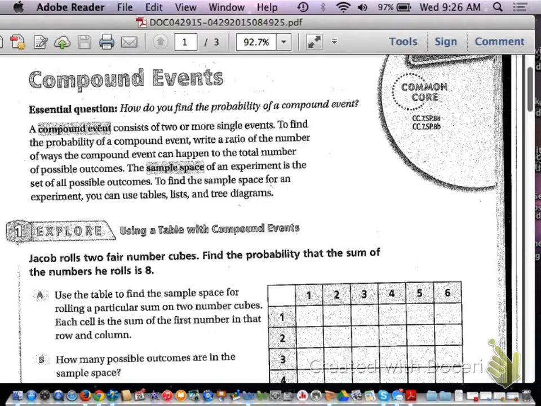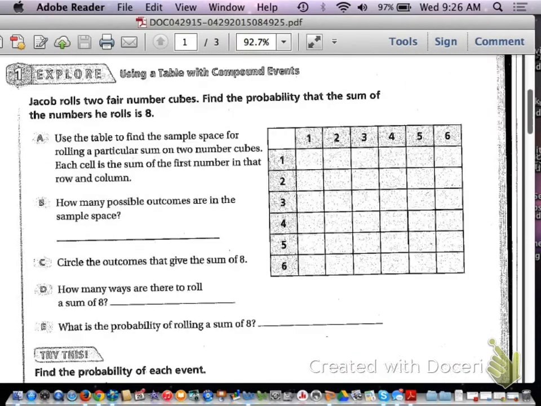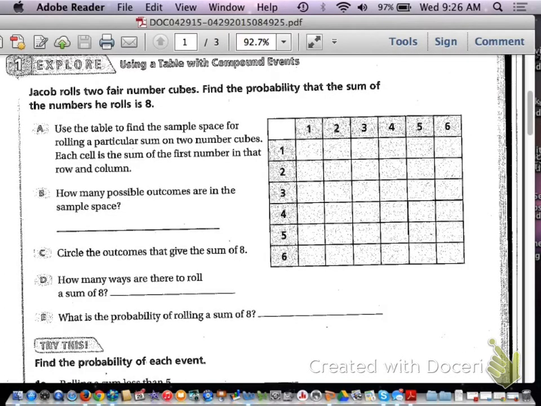So in the first example, we're going to use a table. This could be very similar to looking at all the different ways that we could roll the sum of two dice, just like when we play the game Skunk. So Jacob rolls two fair number cubes. You are going to find the probability that the sum of the numbers he rolls is 8. So we're going to use the table first to find the sample space for rolling a particular sum. So why don't you start filling out the table?